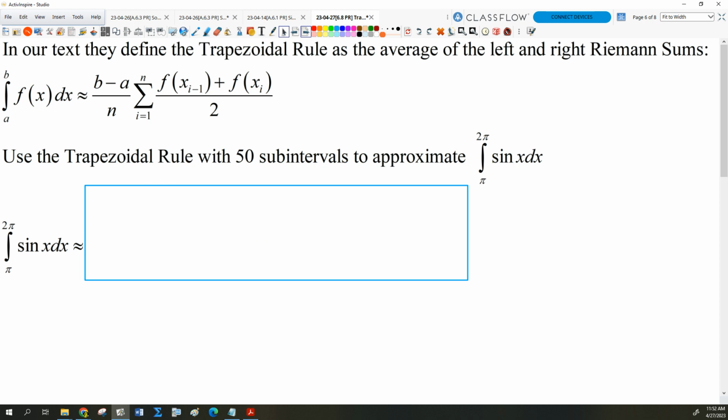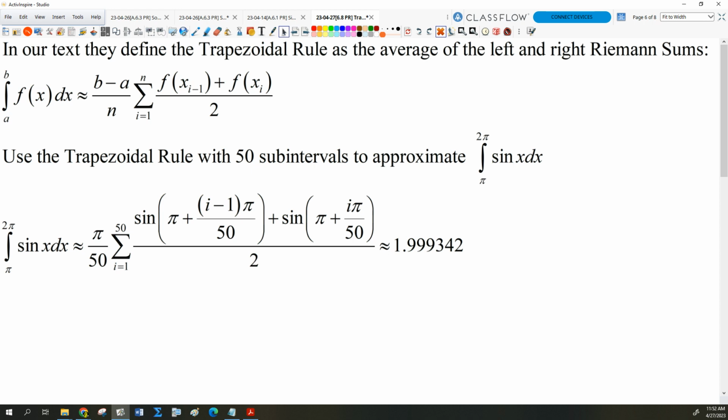So in our text, they define the trapezoidal rule as the average of the left and right Riemann sums. You can do it this way too. I just have never taught it this way, but you can do it this way too if you want to, right? That would make the algorithm a little different. It's just b minus a over n then, the width of each subinterval times the average of the left and right Riemann sums. So I would just sum the left Riemann sum plus the sum of the right Riemann sum all over 2. That works. That would give us something like that, okay? If we do the same problem.